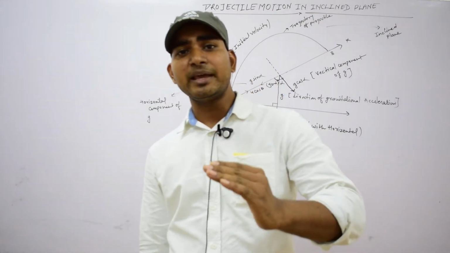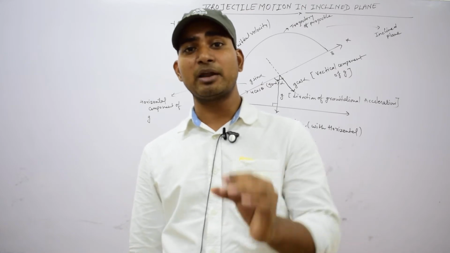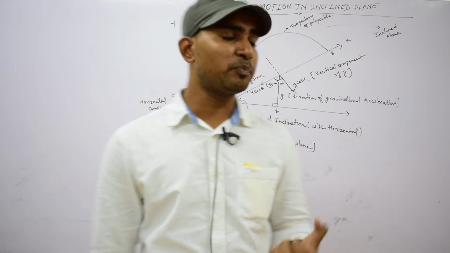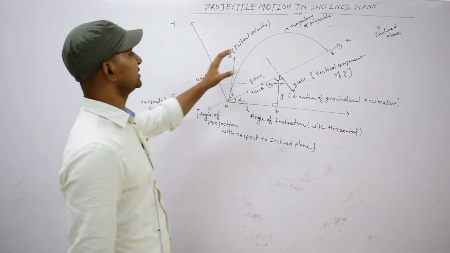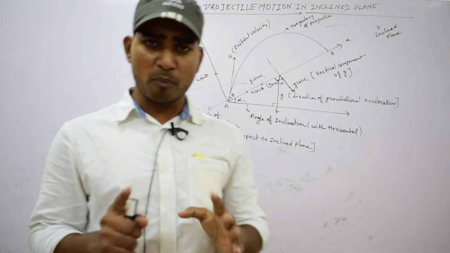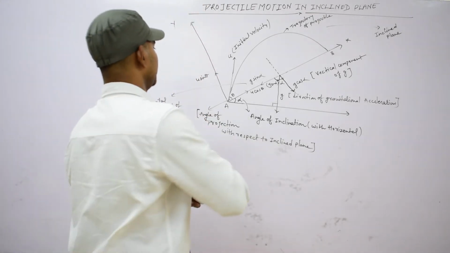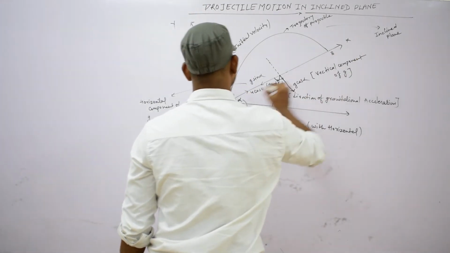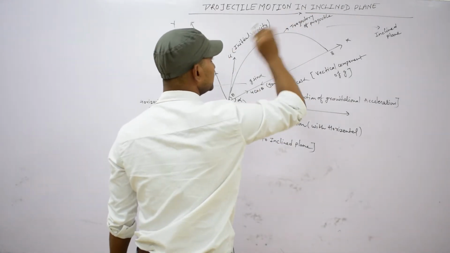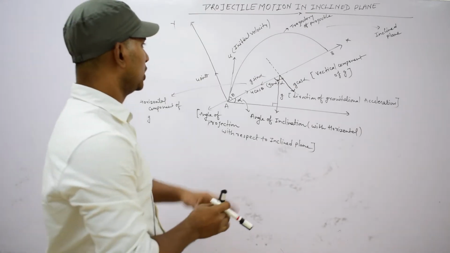The basics of projectile motion on an inclined plane is this: there is a plane which must be inclined, having some particular angle with respect to the horizontal line. Let's suppose I am considering this particular plane xy. A plane is a combination of two axes, so I am drawing, let's suppose, this is our axis x and this is y. The region which comes in this range is called the plane.